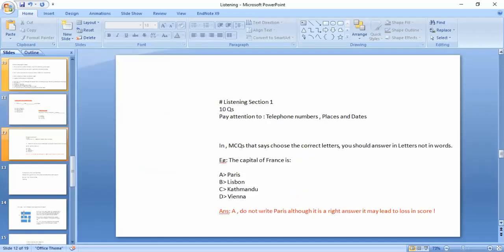Now, in listening section one, there will be 10 questions, and you have to pay attention to telephone numbers, places, and dates. Okay, be careful about it.